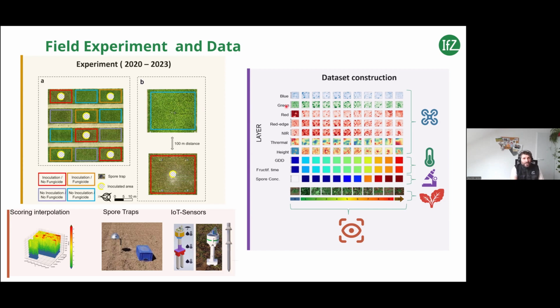After that, we did a data construction. We used the plant cataloging to extract information from each plant of the field, and we put it all together like a 3D cube.